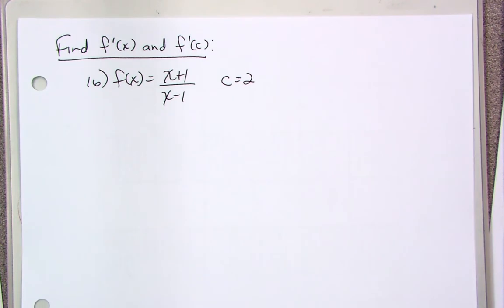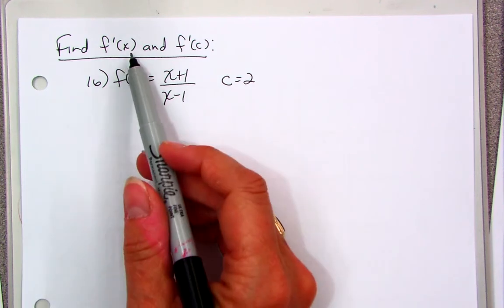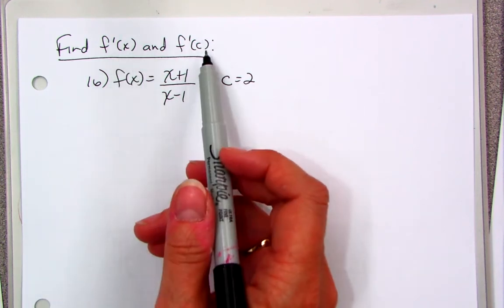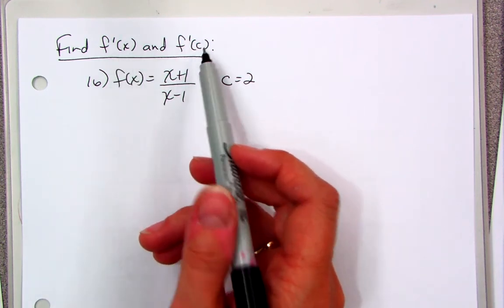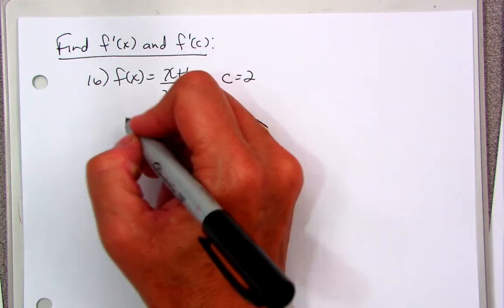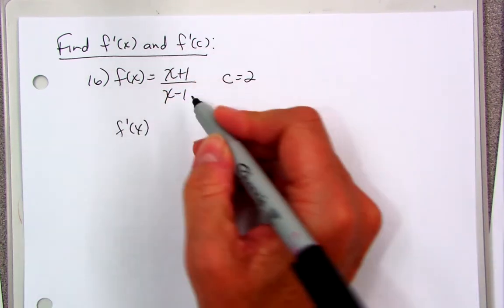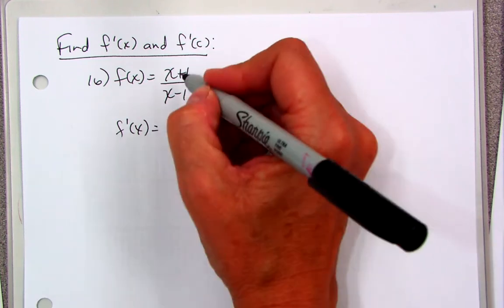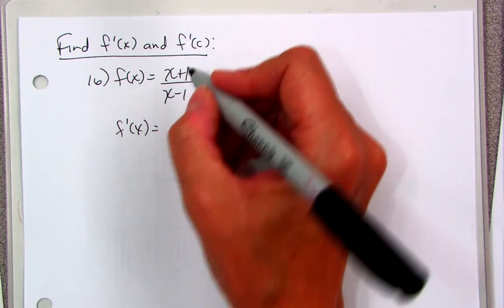In your directions tonight, in some of the problems, it'll ask you to find the first derivative. Then after you find the first derivative, then evaluate it at some value, like 2. So let's do what it says. Let's find the first derivative. It means I'm going to use the quotient rule. Quotient rule says take the numerator and take the derivative.